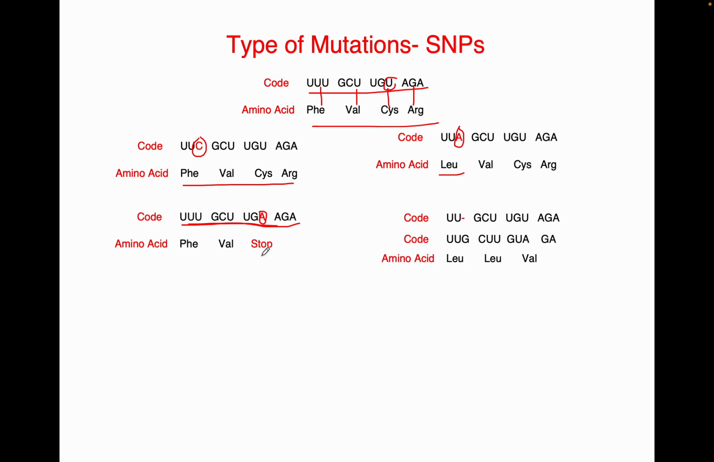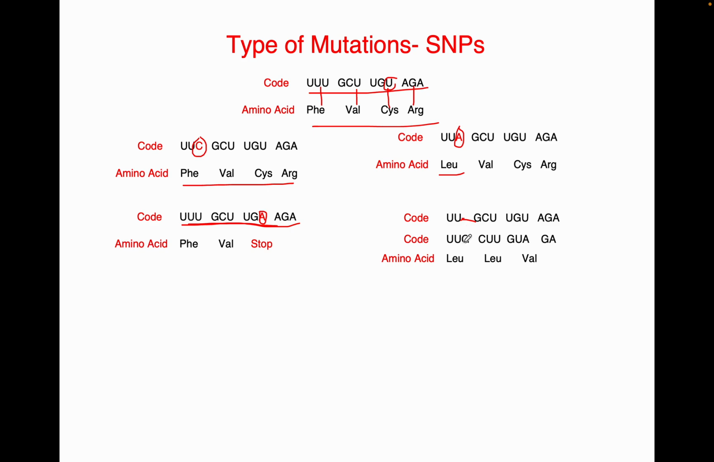And in this mutation, which is the fourth type of single nucleotide polymorphism, again this is the normal sequence, and here this U has been deleted, and now the deletion of this U results in this G coming here.